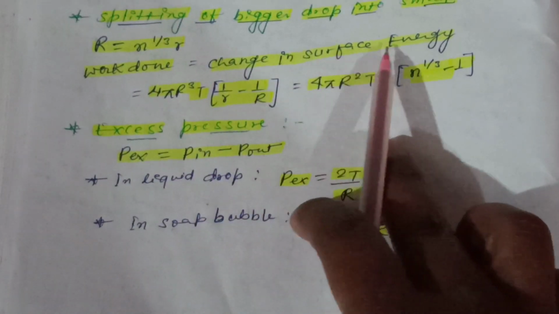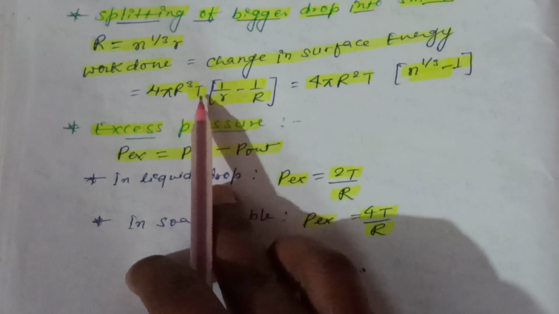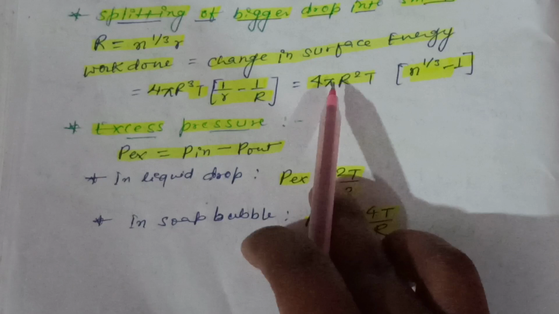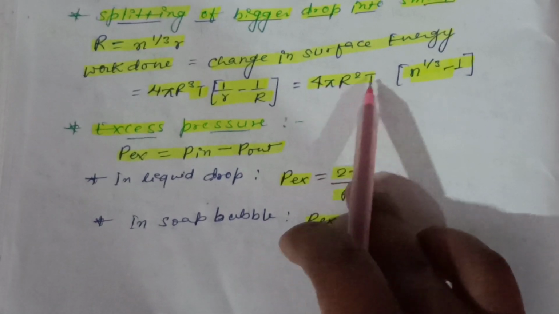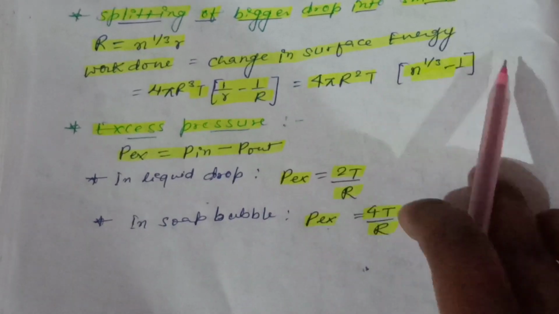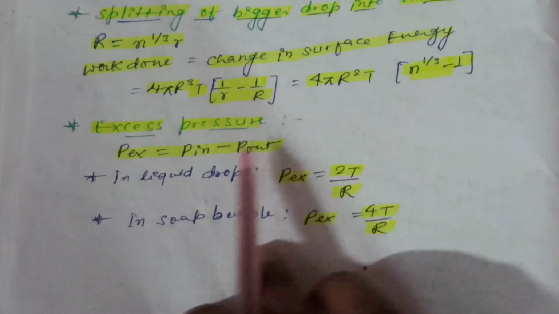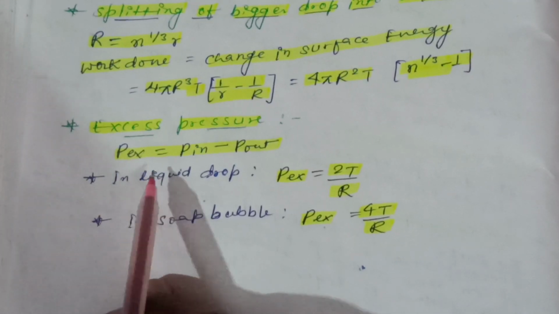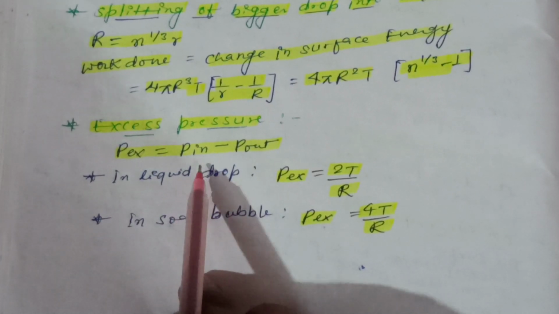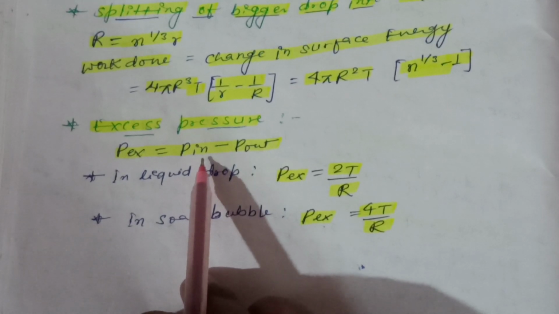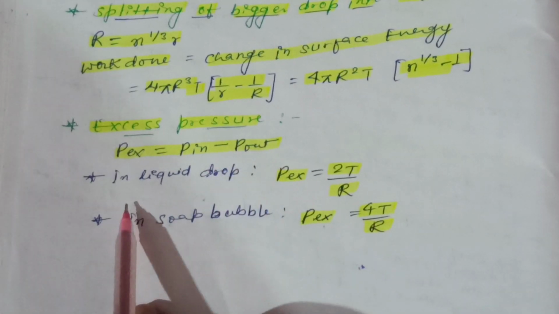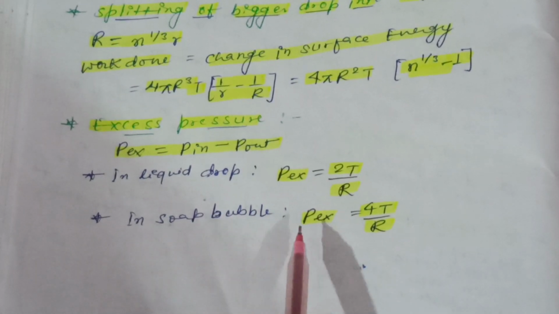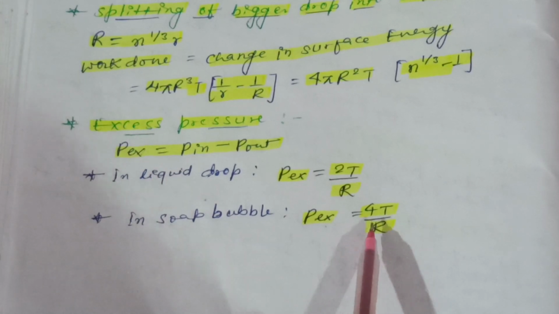Work done is equal to the change in surface energy: 4 pi R cubed T in bracket (1 upon r minus 1 upon capital R), which is equal to 4 pi capital R squared T (N to the power 1 upon 3 minus 1). Excess pressure: P excess is equal to P in minus P out. In a liquid drop, P excess is equal to 2T upon R. In a soap bubble, P excess is equal to 4T upon R.